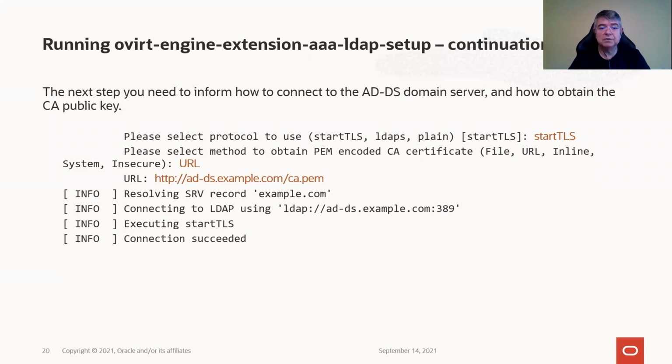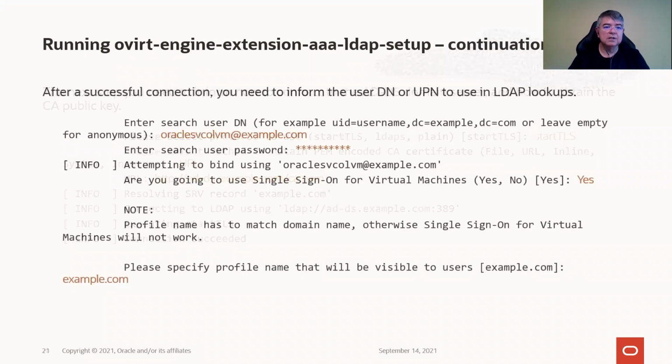The next point, the setup script command. The setup script tries to resolve the _ldap._tcp.example.com DNS service record. It locates that URL correctly, and it tries to execute the StartTLS connection. Connection succeeded, it goes ahead. After a successful connection, you will need to inform how to connect, which user the ovirt-engine is going to use to test all the connections. I can use that distinguished name, or I can use that user principal name.